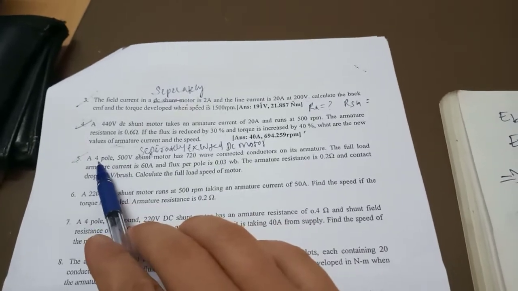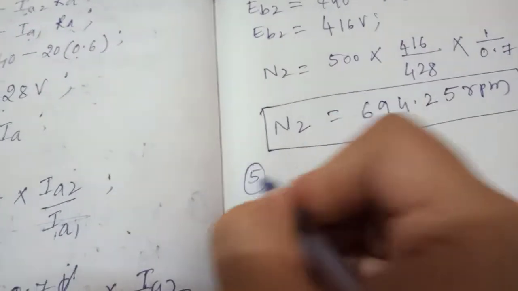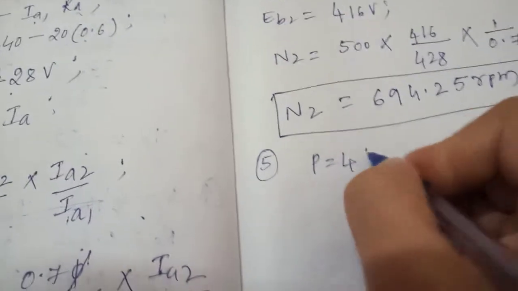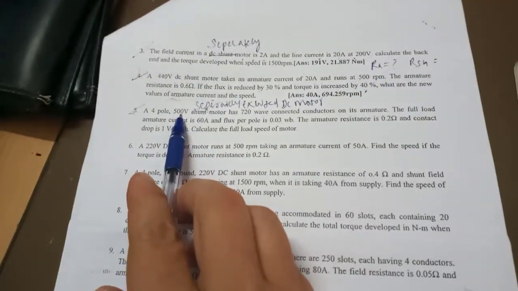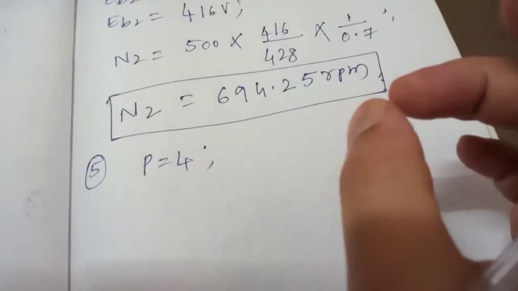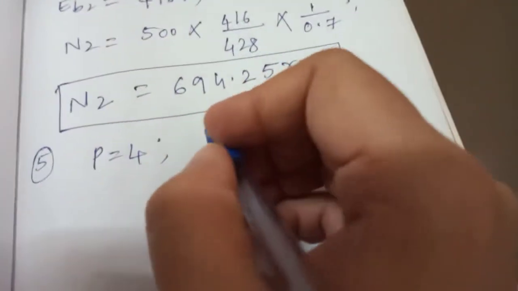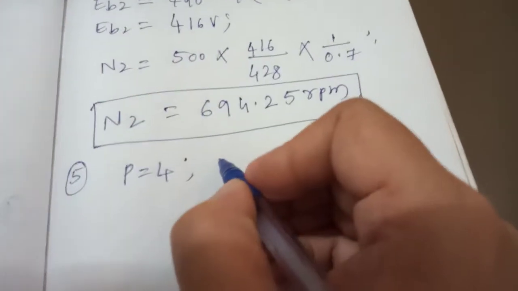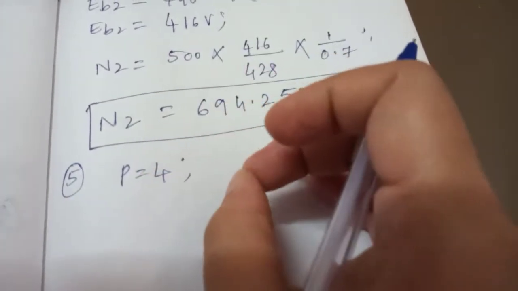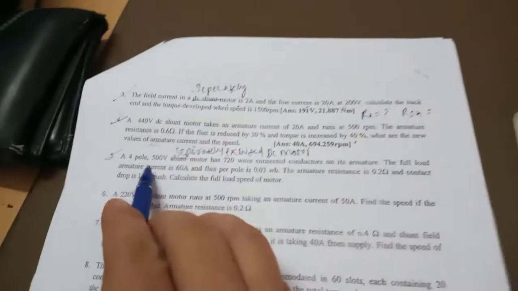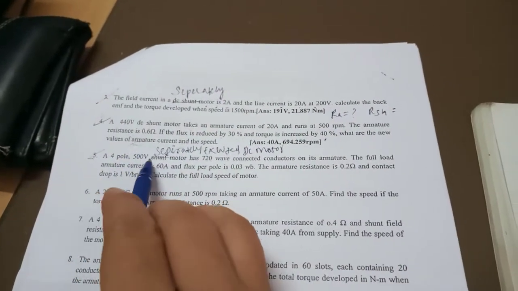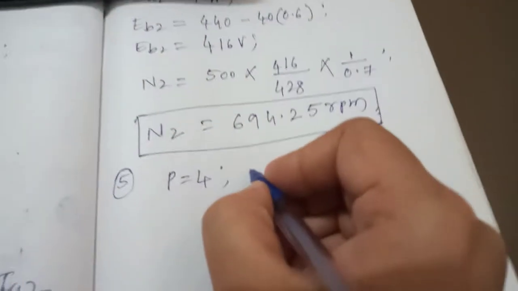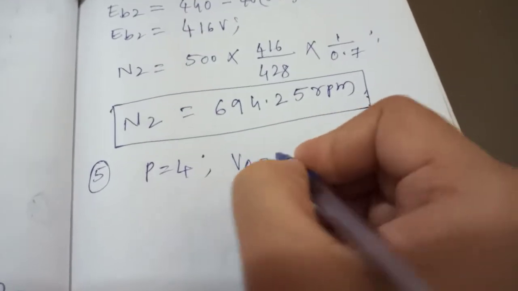A 4 pole, so P is equal to 4 poles, 500 volt. In a separately excited motor, they have to frame the question like this: armature voltage is 500. In general, if they give the voltage, a 4 pole 500 volt means this is armature voltage only. So VA is equal to 500 volts.